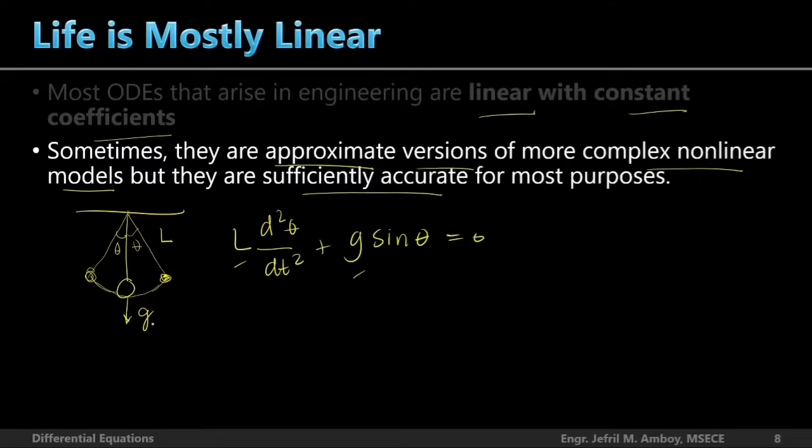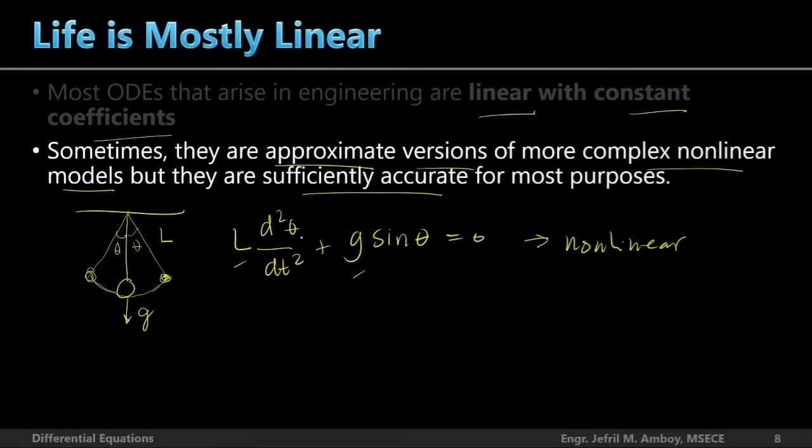And of course, this G is constant. It's the acceleration due to gravity. Kaya nga sinabi natin kanina, most ODEs that arise have constant coefficients. Okay? However, kung napapansin mo, itong equation na ito ay non-linear. Sige nga, isipin mo, bakit siya non-linear?